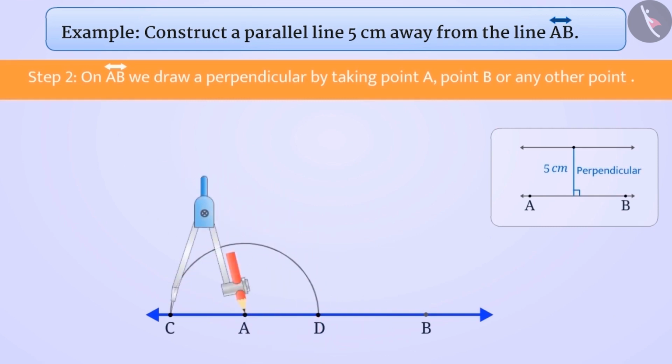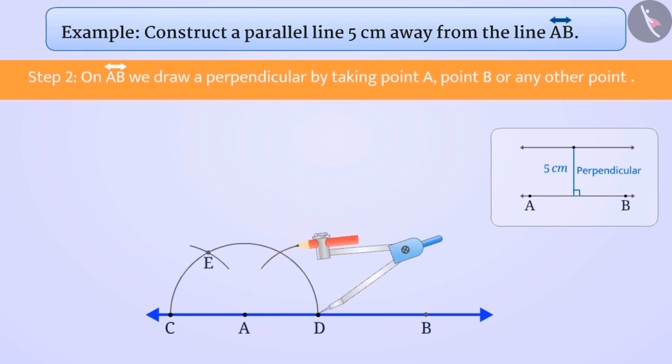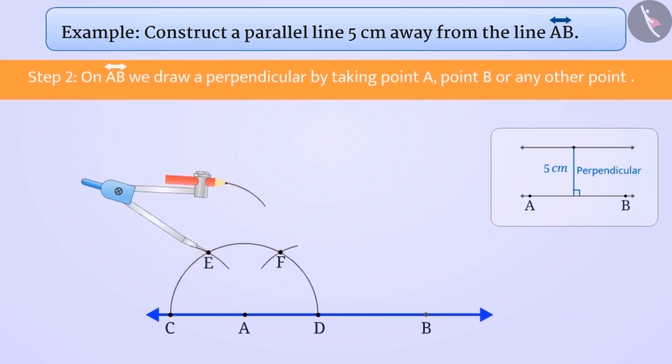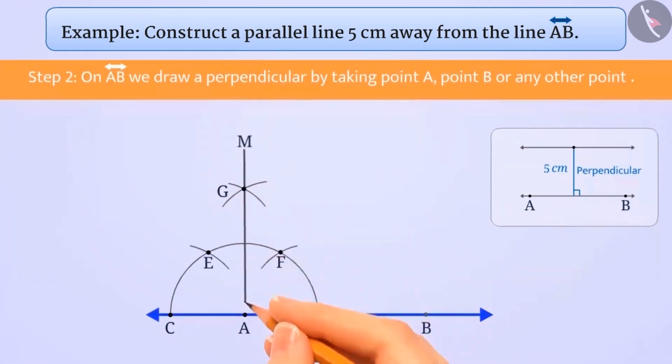Without disturbing the radius on the compass, draw an arc with C as center, which cuts CD at E, point of intersection. We will repeat this process from point D and obtain intersecting point F. Using the same compass setting and with E and F as centers, construct an arc that intersects each other at point G. Next, we will draw a perpendicular M on AB passing through A and G.